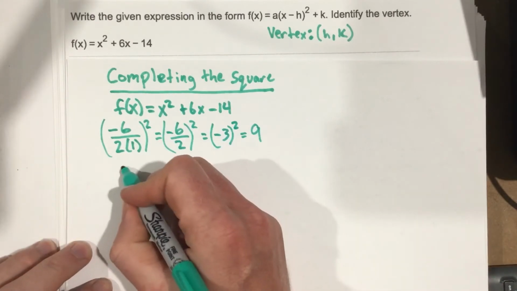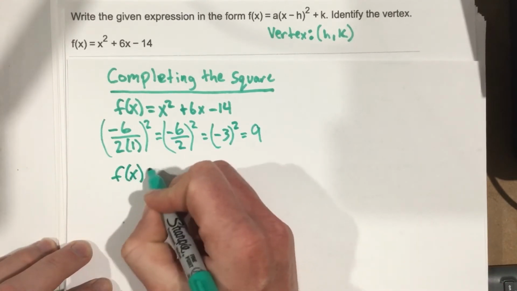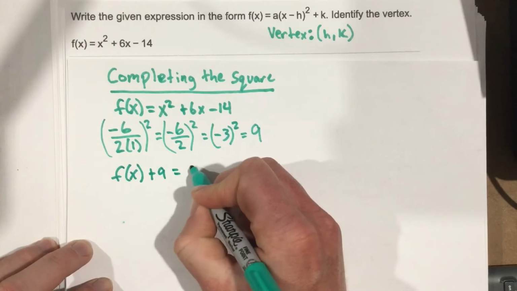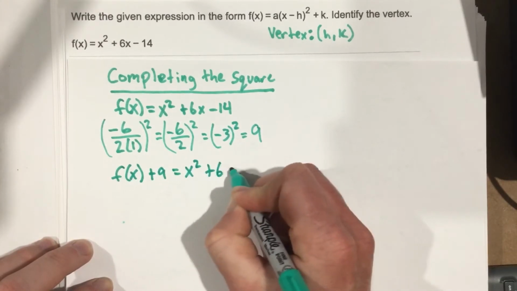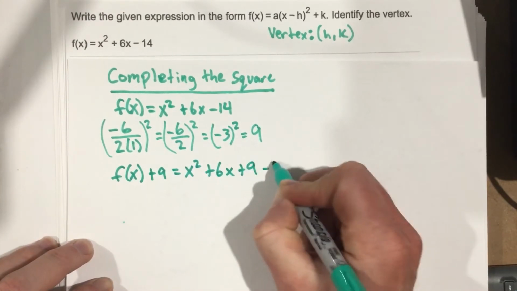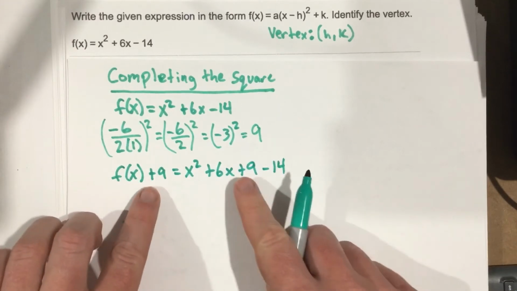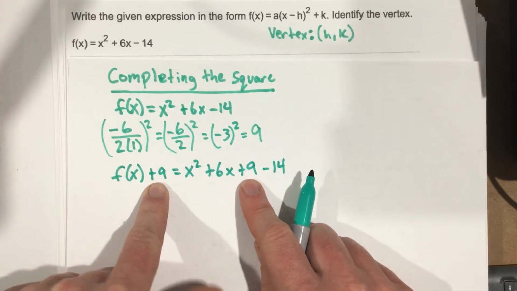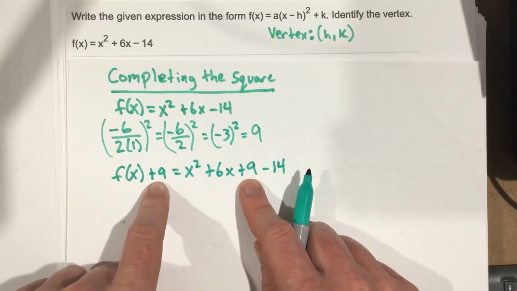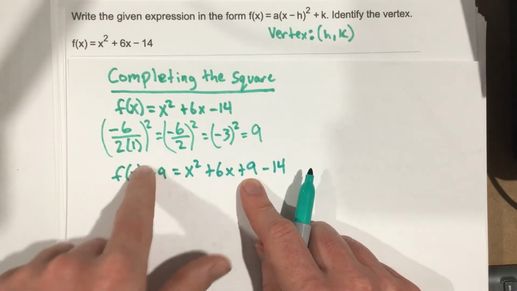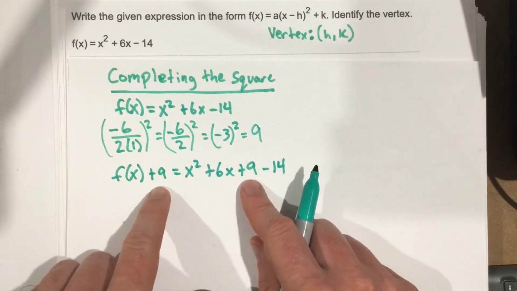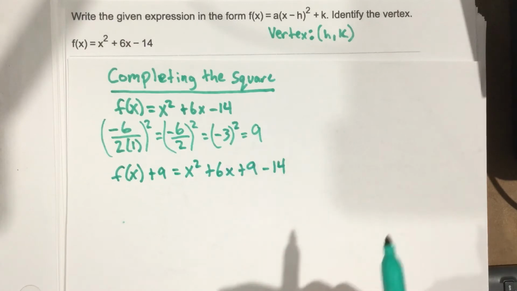So we're going to say f of x plus 9 equals x squared plus 6x plus 9 minus 14. Now we added 9 to each side. It did not change the equation at all because we added essentially some weight on the left side and some weight on the right side, and they're canceling each other out. They're equal to each other.